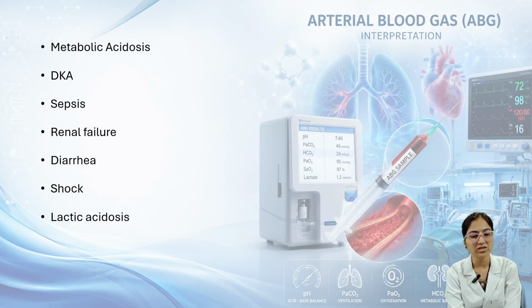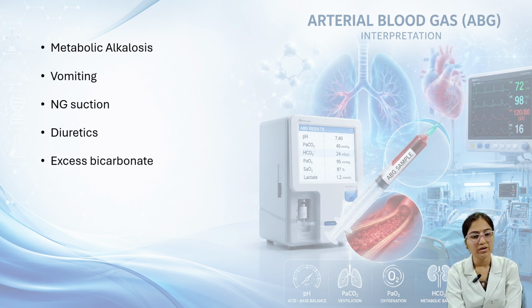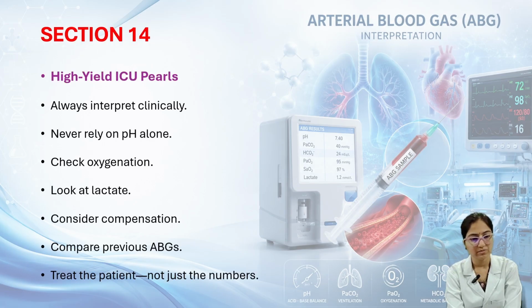Next, metabolic acidosis. These are the causes: diabetic ketoacidosis, sepsis, renal failure, diarrhea, shock, and lactic acidosis. Next, metabolic alkalosis. These are the causes: vomiting, NG suction, diuretics, and excess bicarbonate.